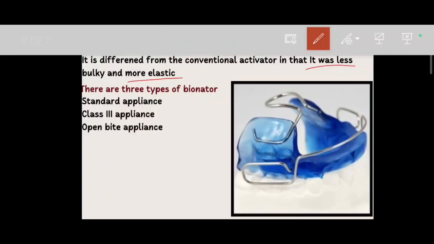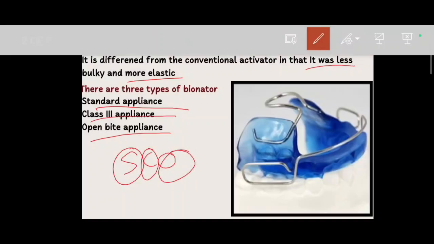Now the types of Bionator. There are three types of Bionator. The first one is the standard appliance, which is mainly used for class 2 division 1 malocclusion. The second one is the class 3 appliance, which is used for class 3 cases. The third one is the open bite appliance, which is used in patients having an open bite. An easy trick to remember is SCO: S for standard, C for class 3 and O for open bite. Can you tell me which type is used in open bite cases? Yes, that is the open bite appliance.